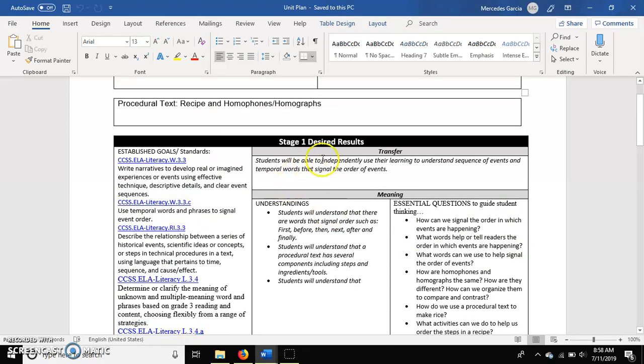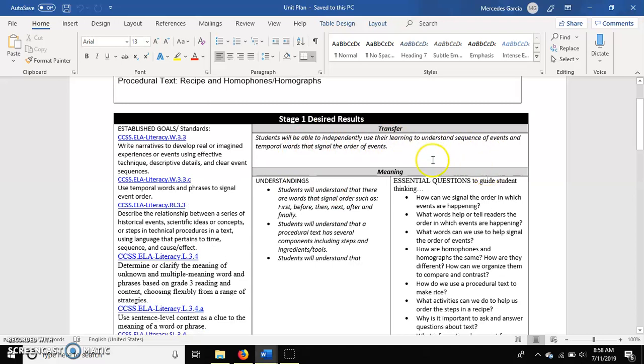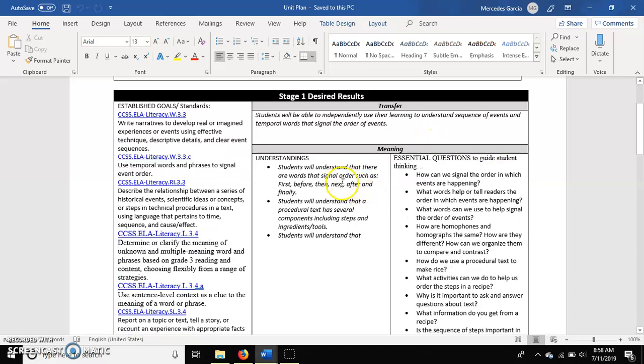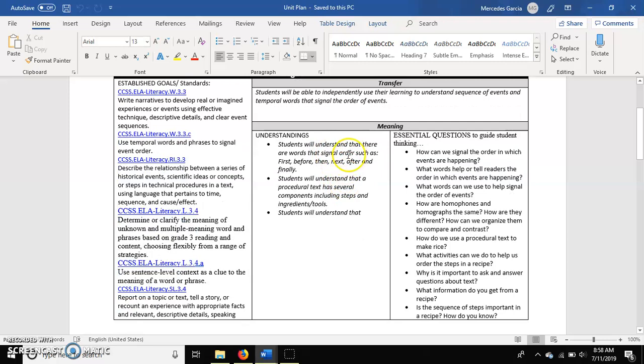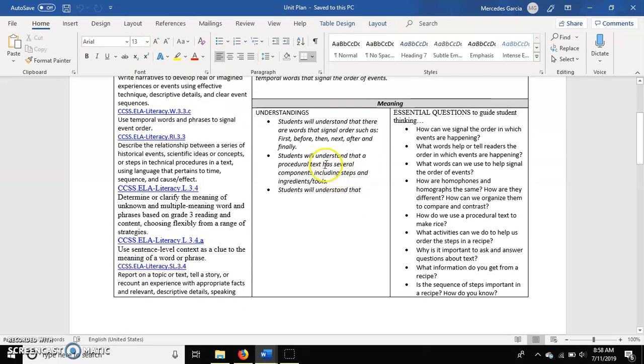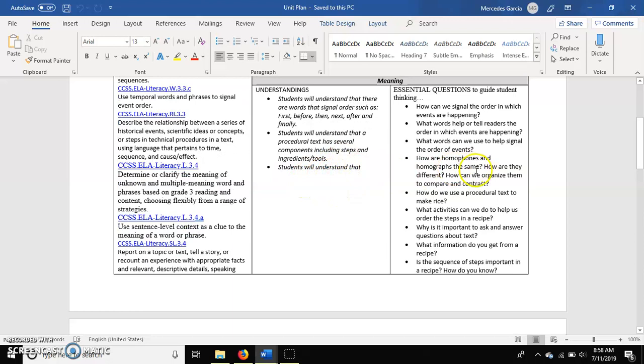Transfer knowledge: students will be able to independently use their learning to understand sequence of events and temporal words that signal the order of events. Understandings: they'll understand that words that signal order are words such as first, before, then, next, after, finally. They will understand that procedural text has several components, including steps, ingredients, and tools.